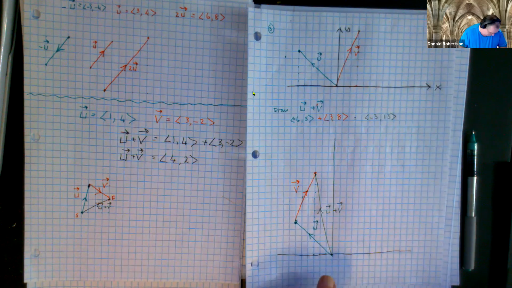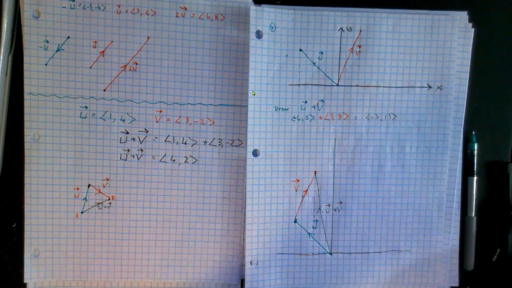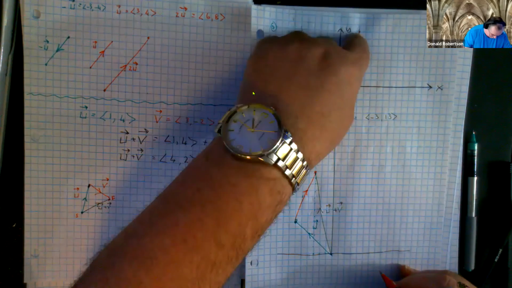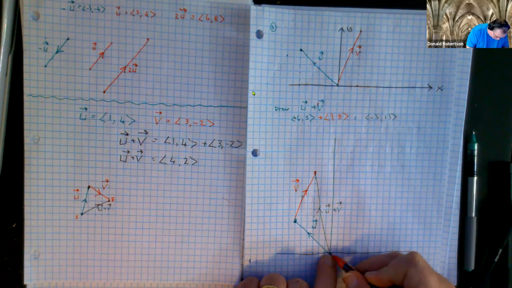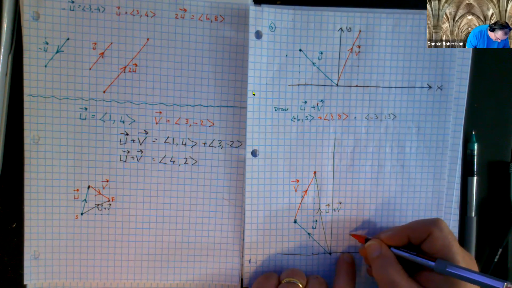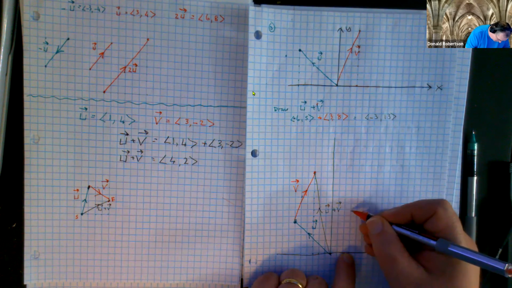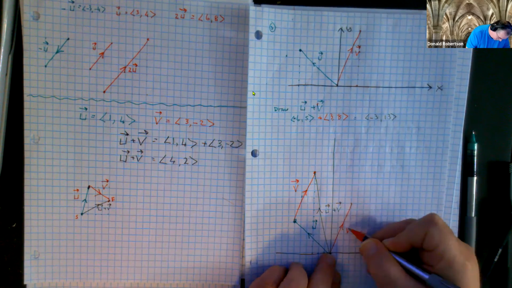I'll try and draw kind of over here what that would look like. Well, if I'm going to do v first, it would be 3 to the right and 8 up. So I'll start here. I'll go 1, 2, 3 to the right, and 1, 2, 3, 4, 5, 6, 7, 8 up. So that is the vector v first.